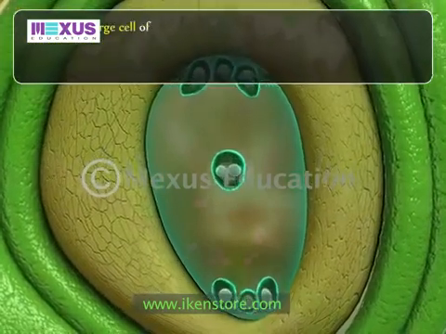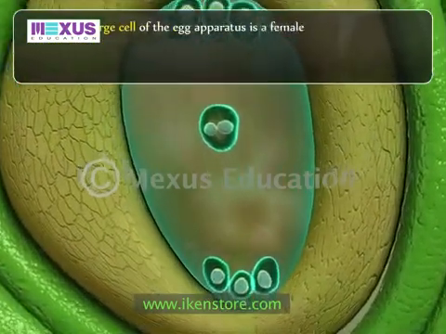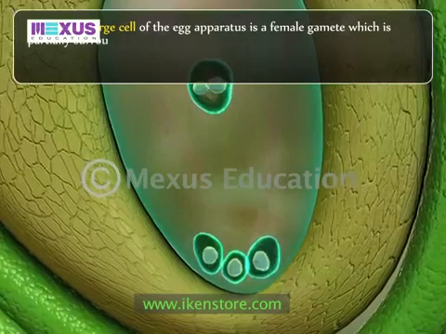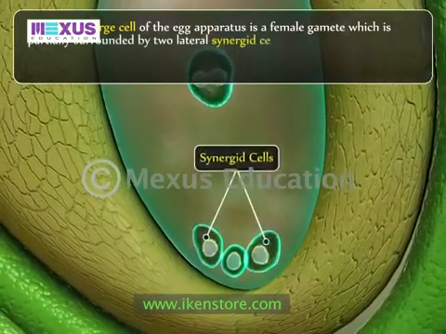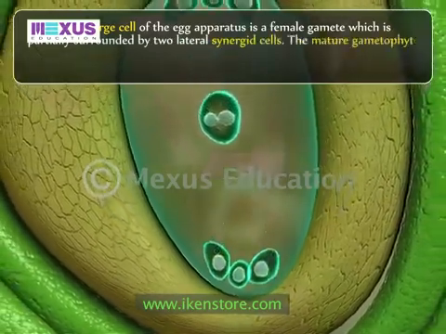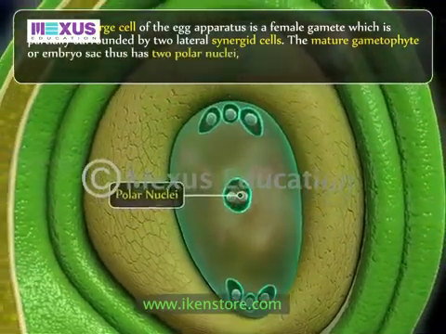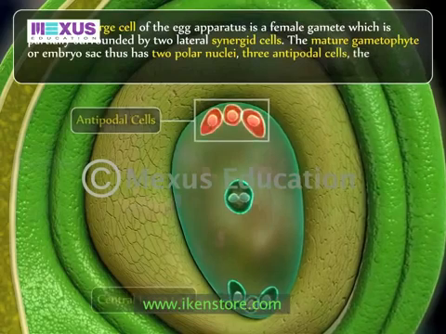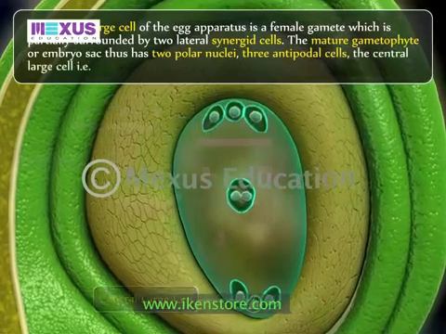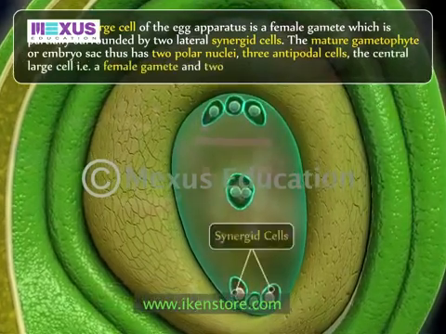The central large cell of the egg apparatus is the female gamete, which is partially surrounded by 2 lateral synergid cells. The mature gametophyte embryo sac thus has 2 polar nuclei, 3 antipodal cells, the central large cell, that is, a female gamete, and 2 synergids.